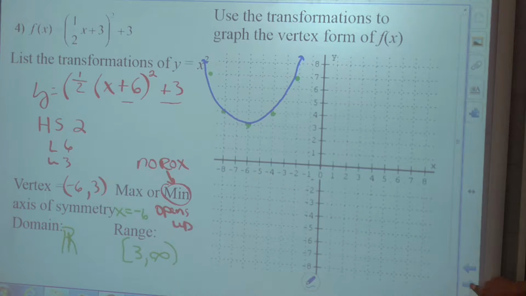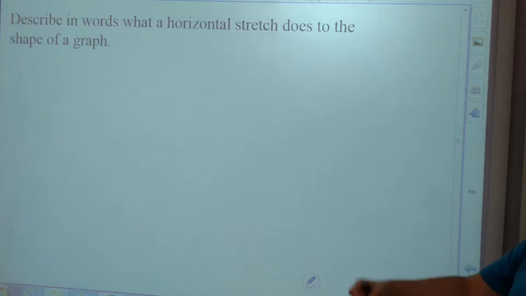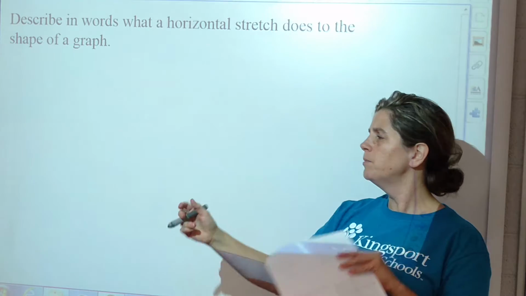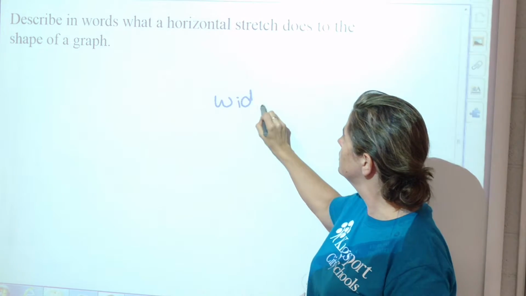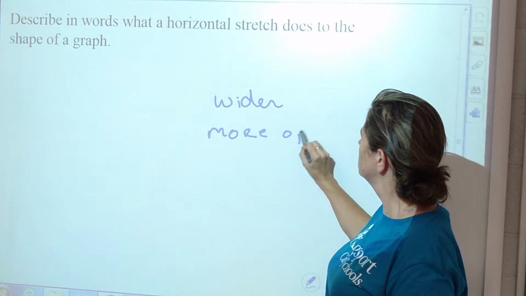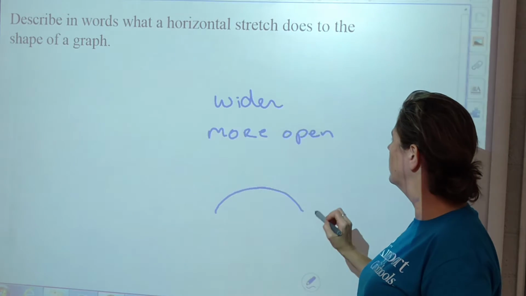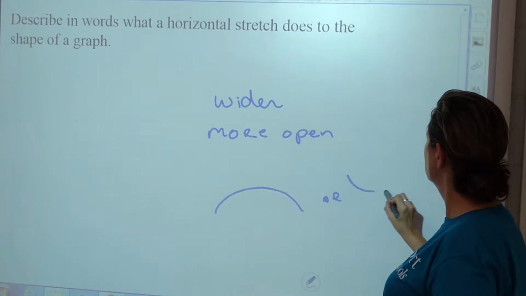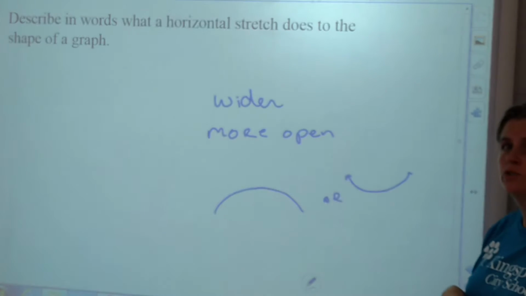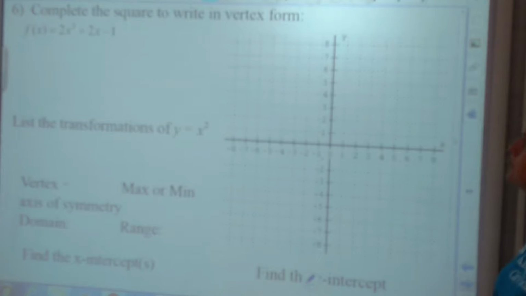This one was a horizontal stretch, and below on that page it asks you to describe in words what a horizontal stretch does to the shape of the graph. And it's going to make that parabola open up. It's going to make it wider, more open, if you will, up or down, whichever direction. It's going to make it something like that, or more like that, opening it up. Hopefully you recognize that there's a vertical transformation, a vertical compression, that is similar to that.